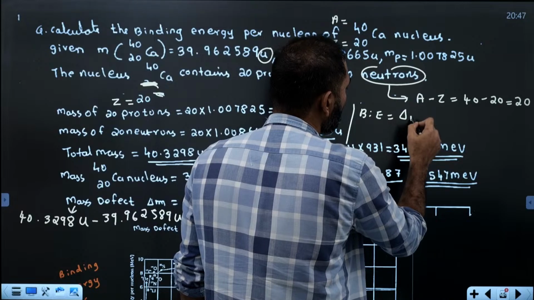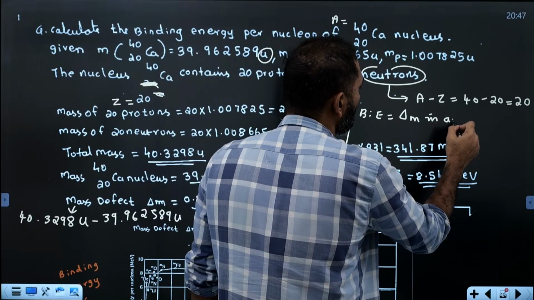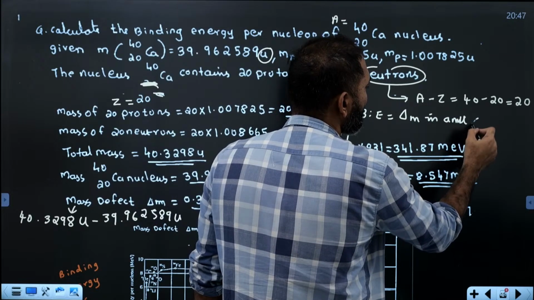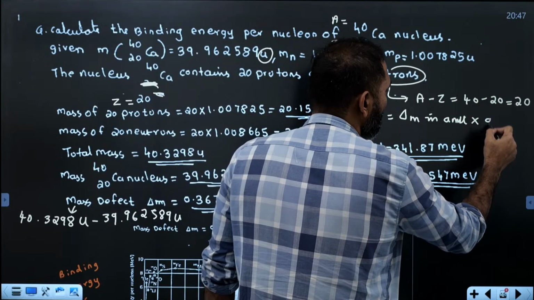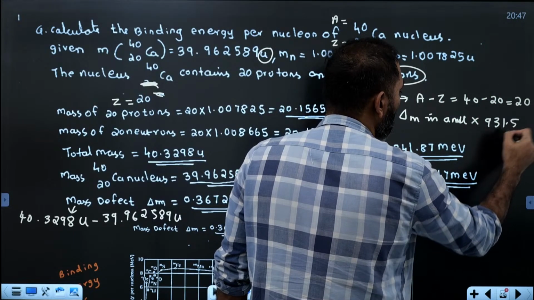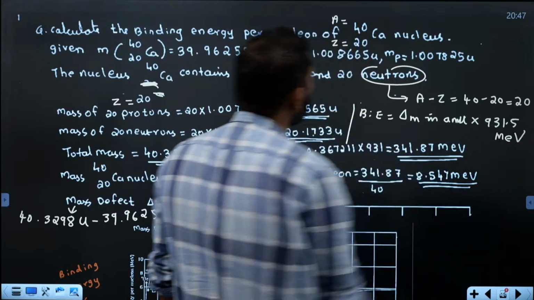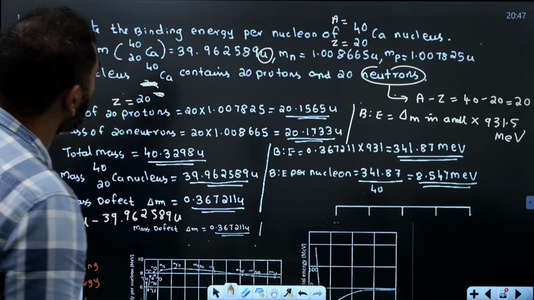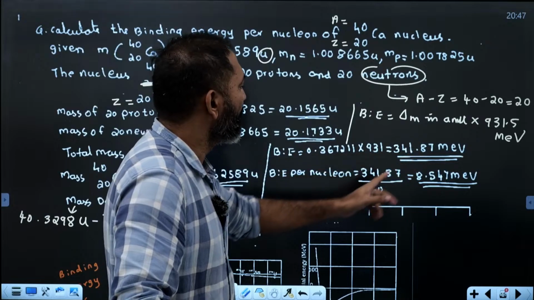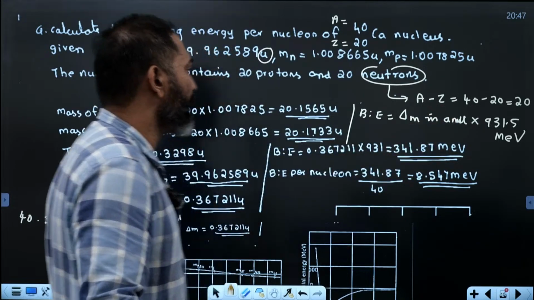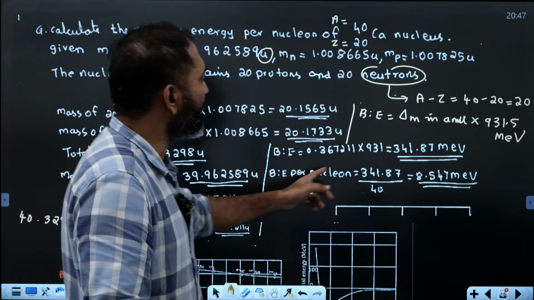Mass defect in AMU into the energy corresponding to 1 AMU. That was taught in the last class. 931.5 MeV. Here it is taken as 931, but I think it should be specified. It should be taken as 931. The actual answer is 931.5.